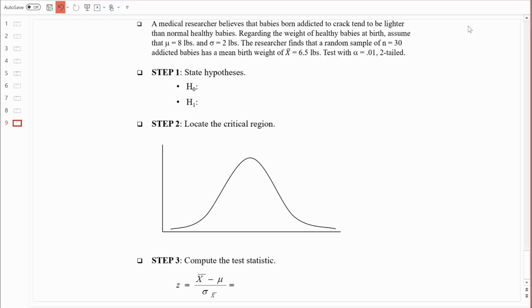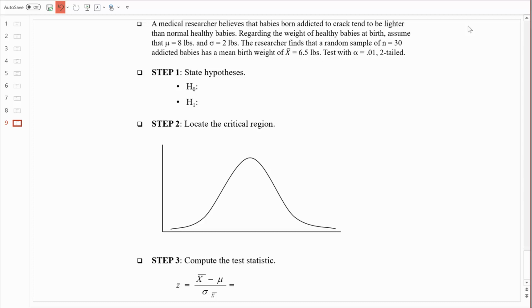The researcher finds that a random sample of 30 addicted babies has a mean birth weight of 6.5 pounds. So descriptively, we see a difference between 8 pounds and 6.5 pounds. But remember, there are 2 competing explanations for why we see that difference. One explanation is that the population of babies born addicted to crack is indeed lighter at birth than normal healthy babies. But another explanation for those results is that that difference between 8 pounds and 6.5 pounds is the type of difference we would expect just due to sampling error.